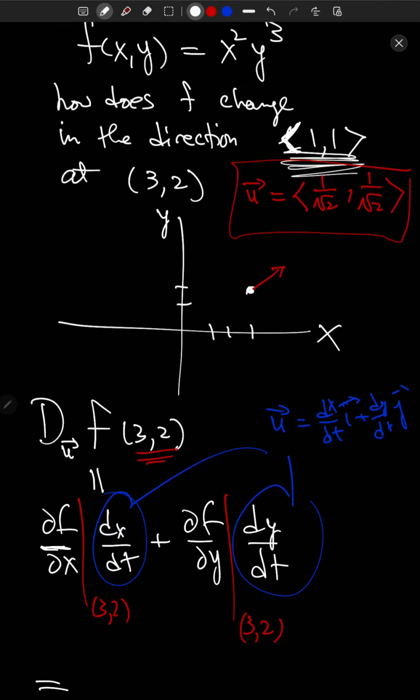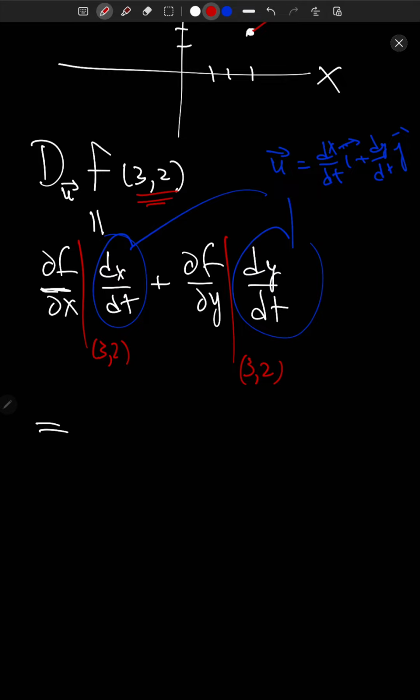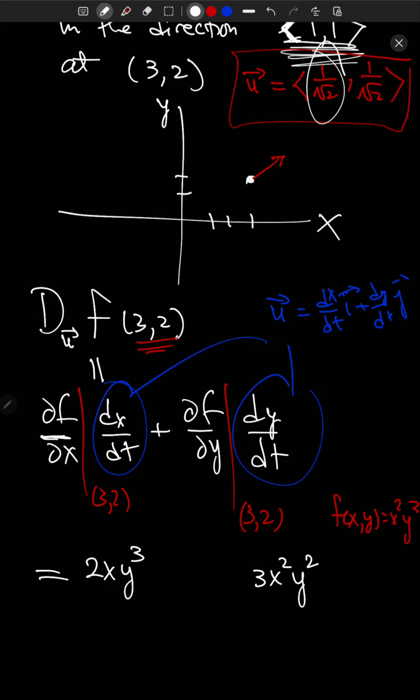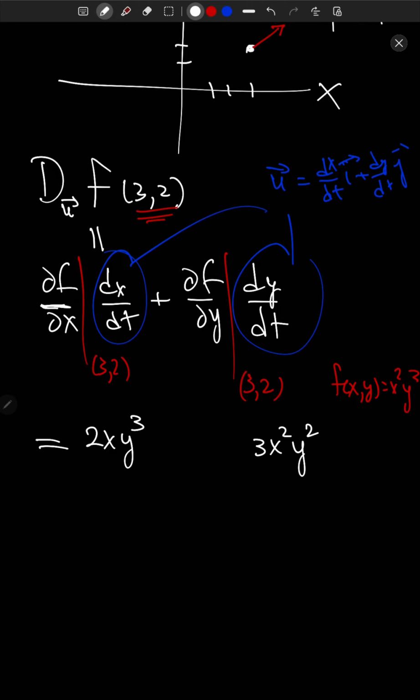Our function was x squared y cubed. Let me write down our function in the corner here. All right, so df dx is 2xy cubed. df dy is 3x squared y squared. Okay, dx dt is the x component of u. dy dt is the y component of u. u was 1 over root 2, 1 over root 2. The x component was 1 over root 2. The y component was 1 over root 2. So no matter what we do with our parameterization, we're going to get this answer if we did it correctly.